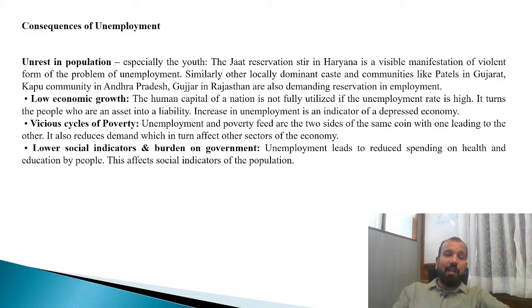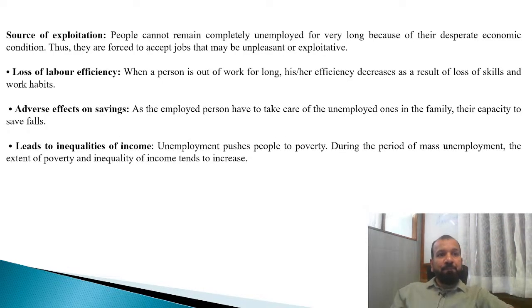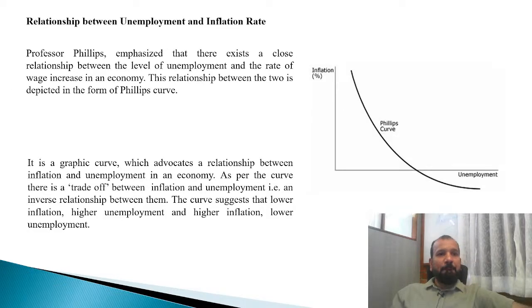There are so many economies in the world we can take as an example of unrest in the population, low economic growth, a vicious cycle of poverty, and lower social indicators, which are a burden on the government. This is a very basic source of exploitation. Loss of labor efficiency and an adverse effect on savings lead to inequalities of income.